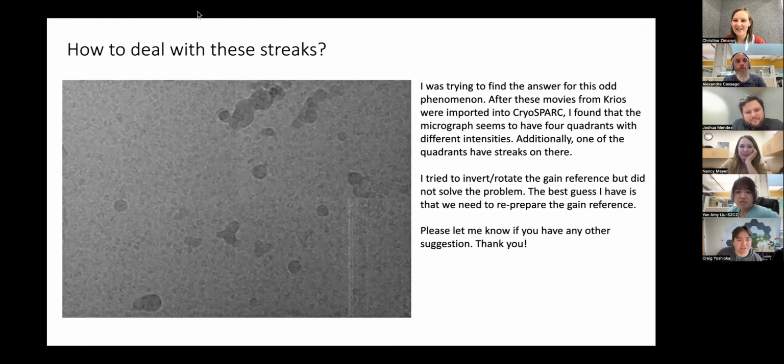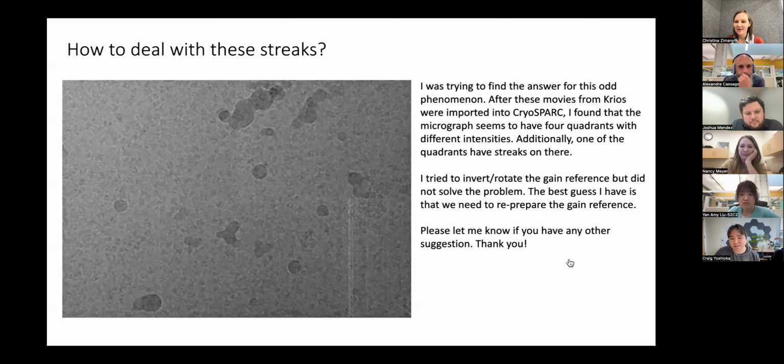Yeah, this is a K3 image. And I would say it's probably even more related to inconsistencies in the statistics of one of the quadrants, one of the half channels in the K3.